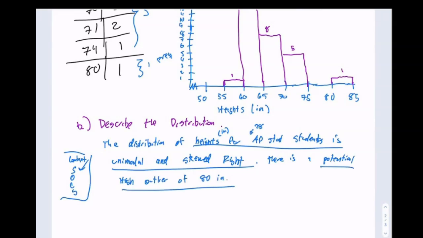Okay, I'm not saying definitively that it's an outlier. And because I know the value is 80, I'm going to mention it's 80. If I didn't have the 80, I would say there's a potential outlier between 80 and 84 inches. Between 80 and 85, if you even said that, would be okay.